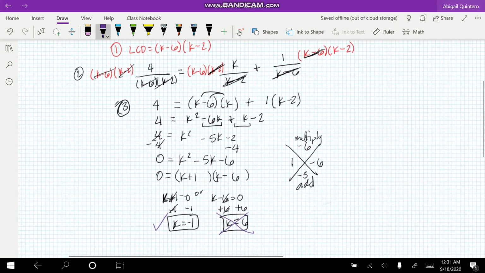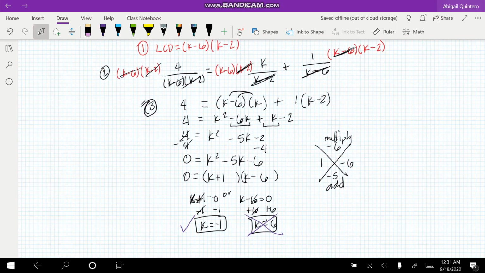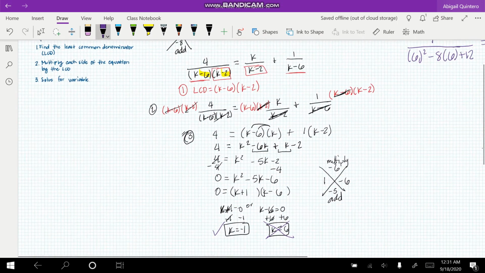So the only solution that we're going to consider for this particular problem is going to be k equals negative 1. Okay?